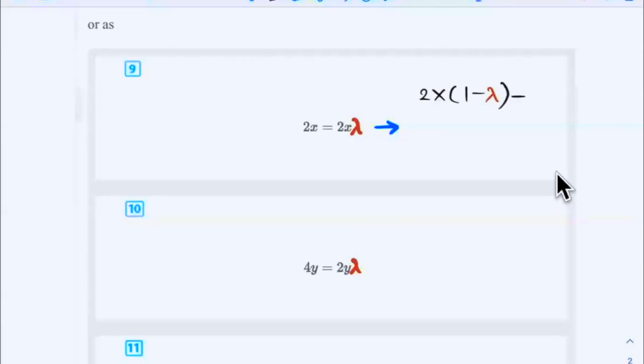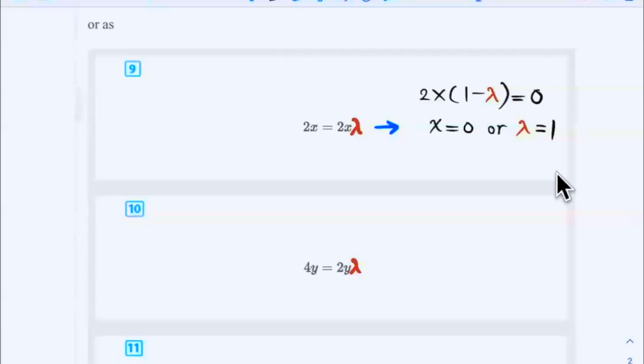It's going to equal to 0, right? You can factor out the 2x. From this equation, we can have what? X equal to 0 or what? Lambda equal to 1. Okay. So there are two possibilities.